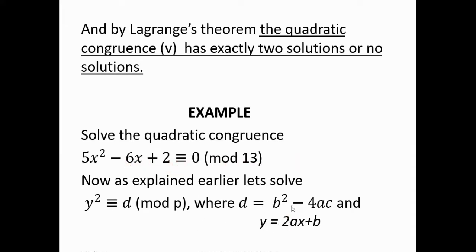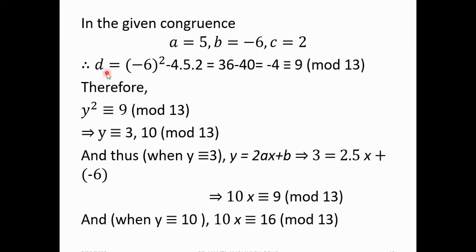So let's find d. So d is b square minus 4ac, that means minus 6 square minus 4 into a, which is 5, into c, which is 2. So this is 36 minus 40, which is minus 4, and minus 4 is congruent to 9 modulo 13. Therefore y square is congruent to 9 modulo 13.